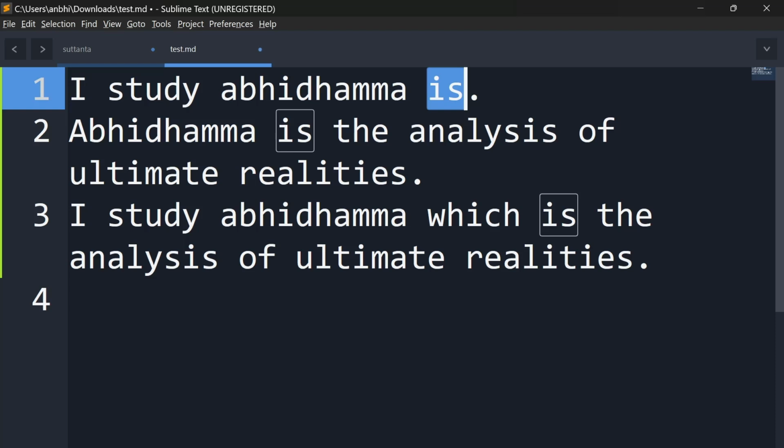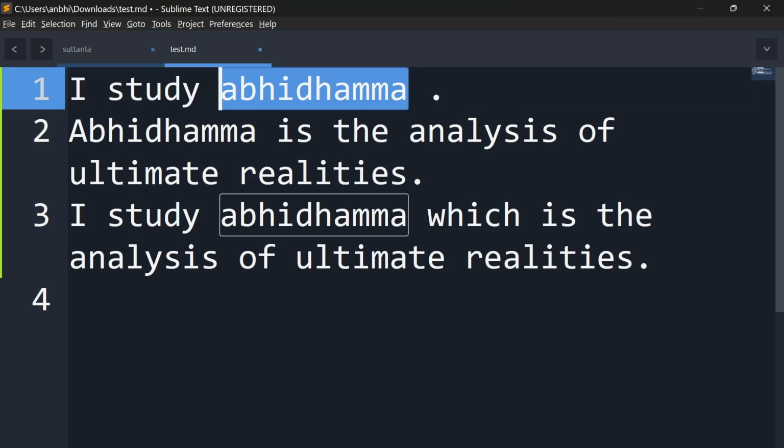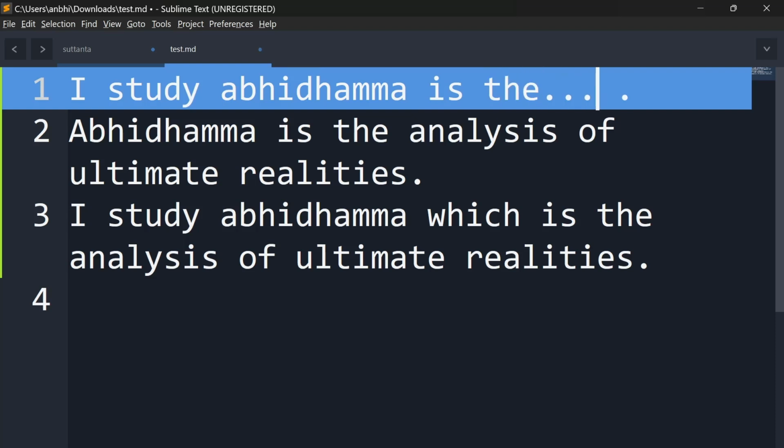But here we can put be. I study Abhidhamma, being. Yeah, the participle can come, right? Later. More complex. Okay? But just take this message. You cannot put a main verb conjugated as if Abhidhamma were the subject. You cannot just think of Abhidhamma as a new subject and say Abhidhamma is the teaching of the Buddha, for example. This we cannot do, okay?